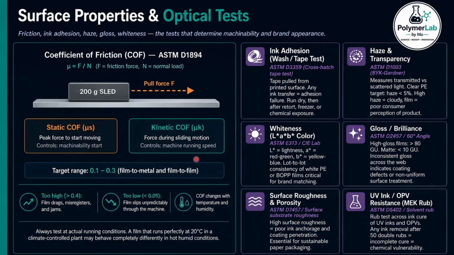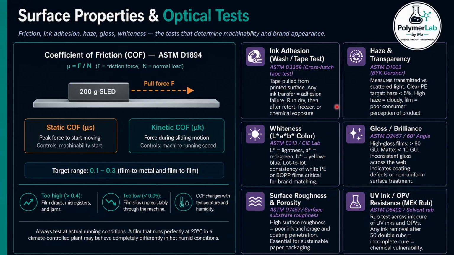And here is the hidden problem. COF changes with temperature and humidity. A film that runs perfectly at 20 degrees Celsius in a climate-controlled plant may behave completely differently in a hot, humid summer. In a controlled facility, we always test at the actual running condition.